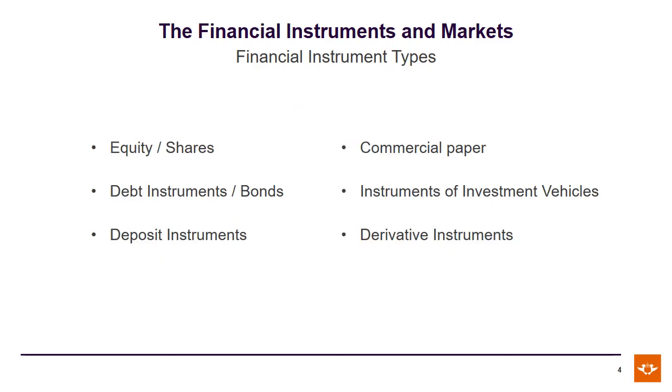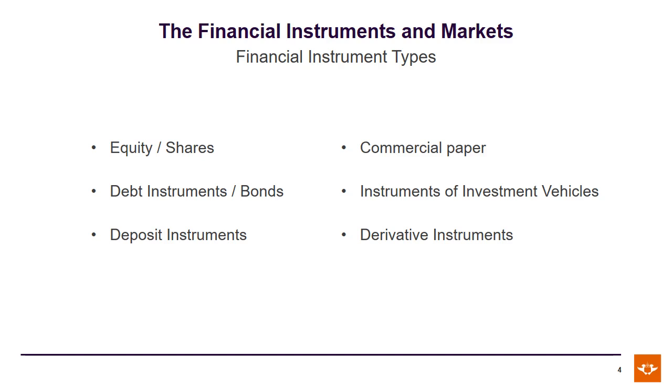There are a number of different financial instruments. The following list represents some of the more common types. There are equities and shares. These represent ownership in companies. There are debt instruments or bonds. In this case, we're looking at long-term debt. They tend to be issued more by governments and corporates. There are deposit instruments. There is commercial paper. This is a type of short-term debt issued again by corporates, and it's a money market instrument with a term of less than a year.